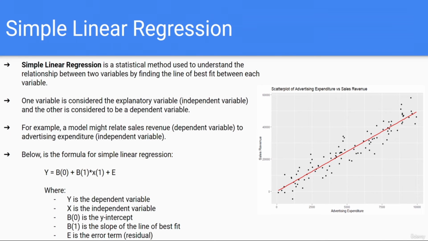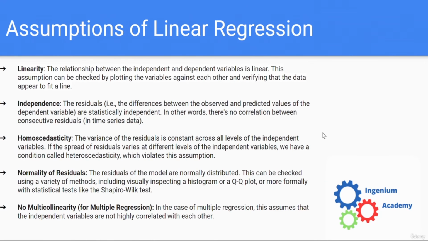With linear regression, we have some assumptions that have to be met, and these are the assumptions that you'll see. Linearity, right? We're fitting a linear line, so we need to make sure that there's a linear relationship between our independent and dependent variables, between advertising expenditure and sales revenue. We need to make sure that relationship is linear before fitting a linear model like linear regression.